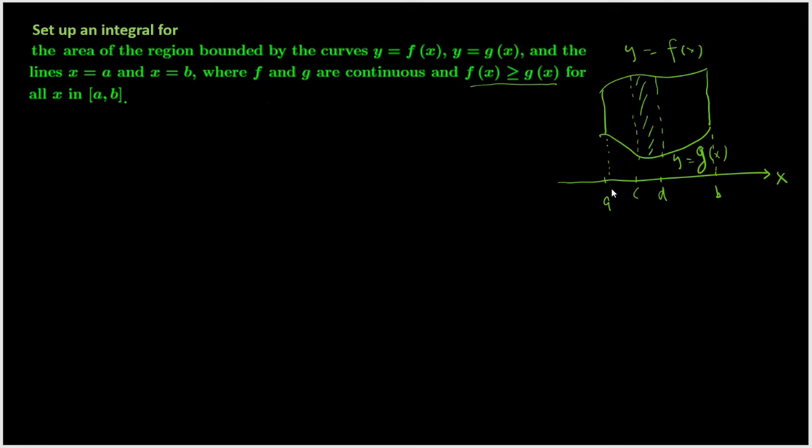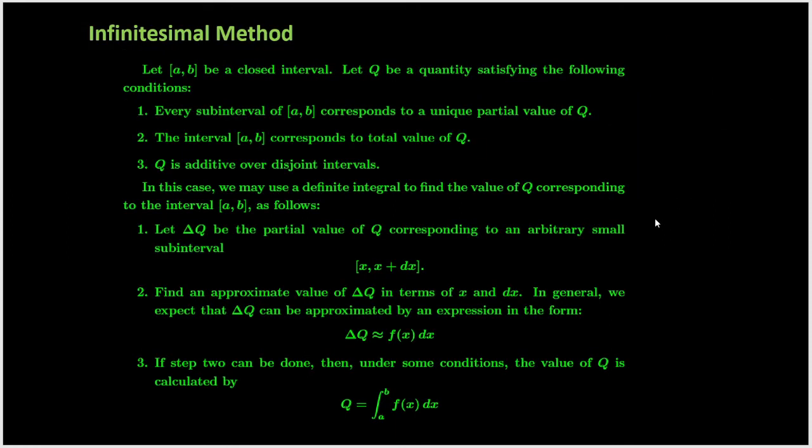If you treat the interval from A to B as a subinterval from A to B, then the partial value from A to B is of course the total area, in this case the total value of Q, right? The second condition is automatically satisfied.